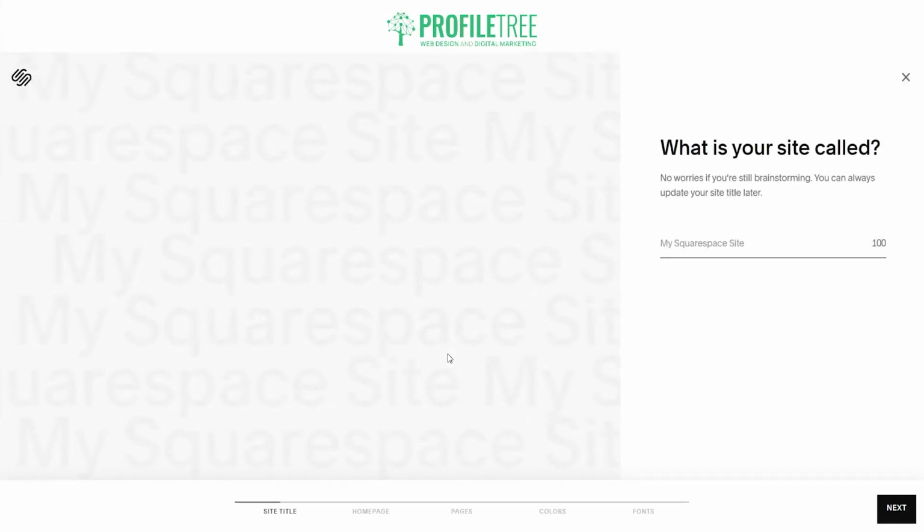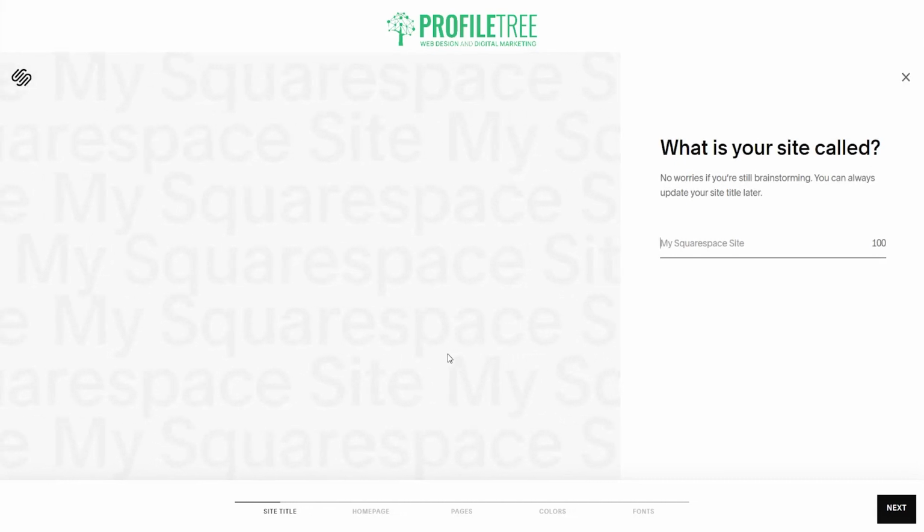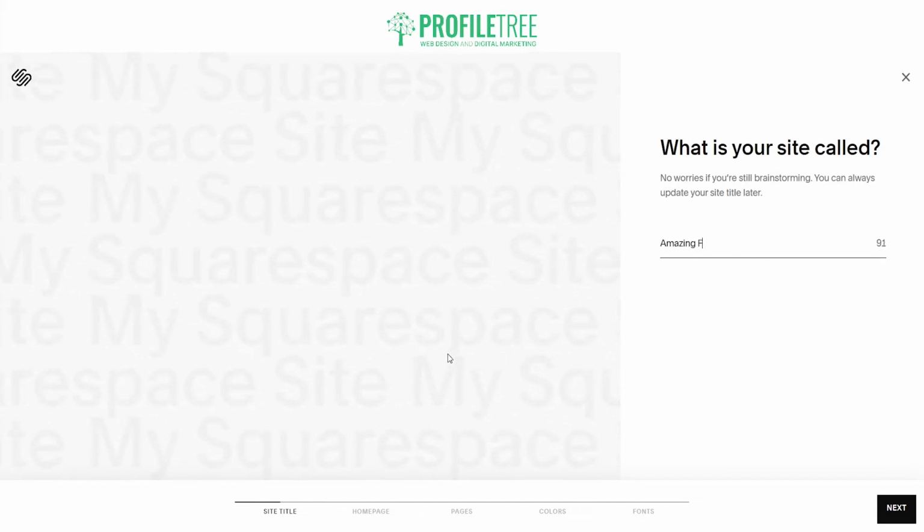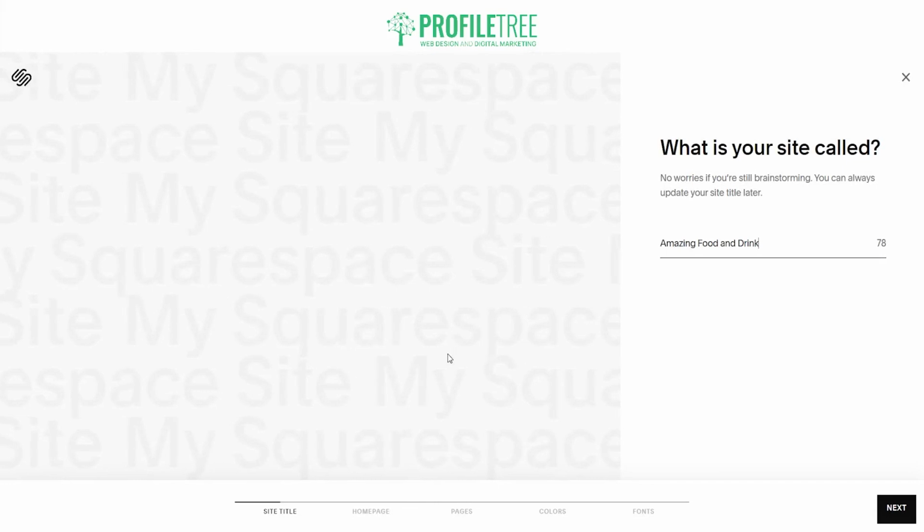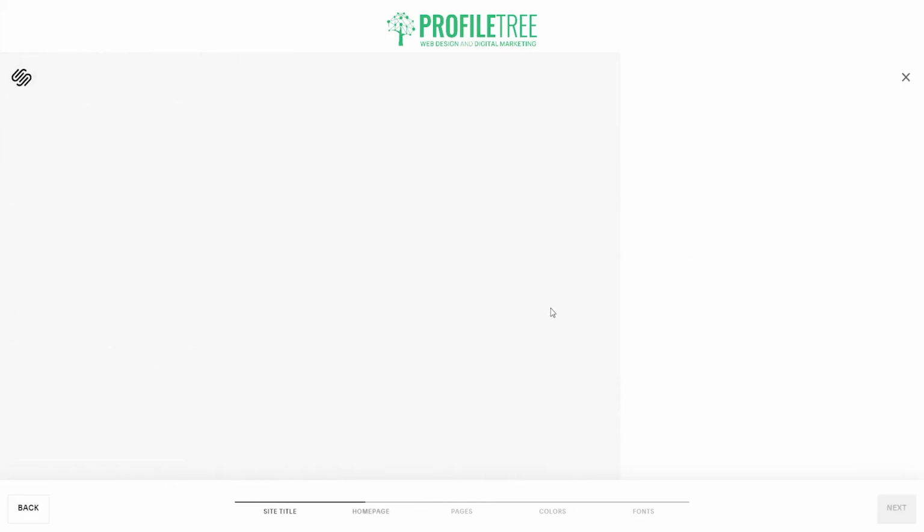I'd more say the fact that they give you these options as well and base off everything that you need. With a mixture of using the template and the AI, it actually provides and creates a website for you. So again, we'll say amazing food and drink, and that'll be our website name. We'll go ahead and click next.